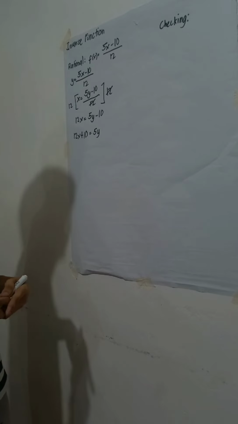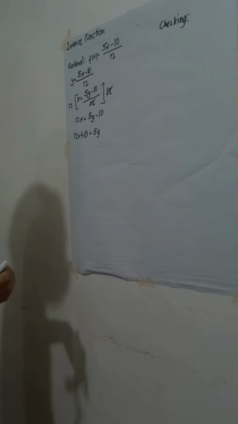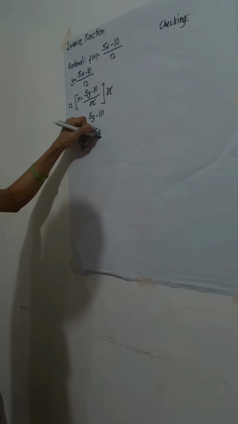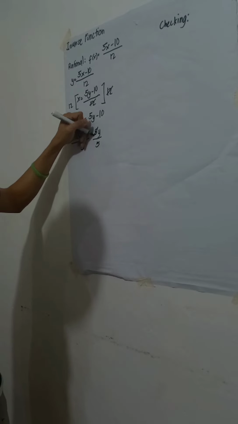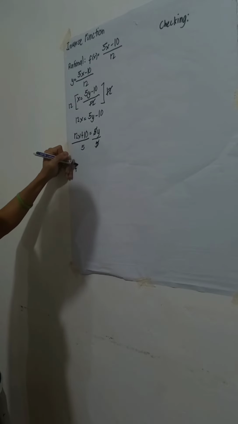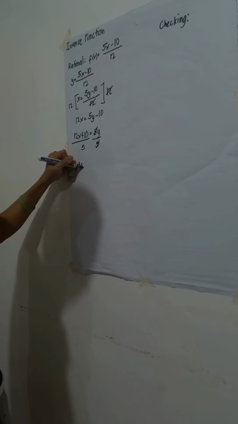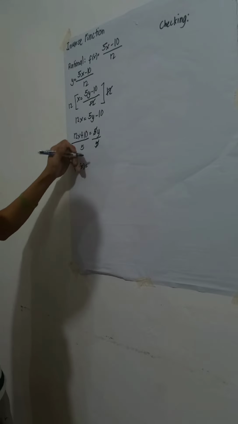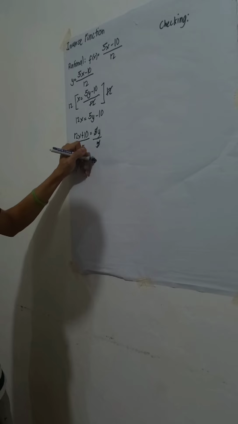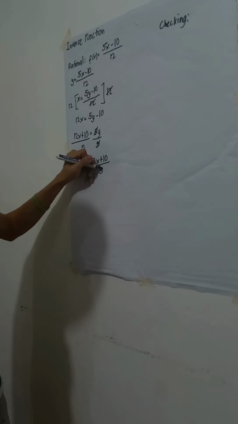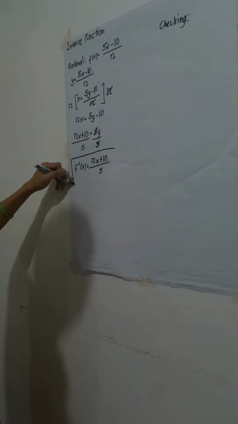Next step, we're going to divide both sides by 5 to remove this one. So that would be cancel. Y, or f inverse of x, f negative 1 of x, is equal to (12x plus 10) over 5. That's now our inverse for this one.